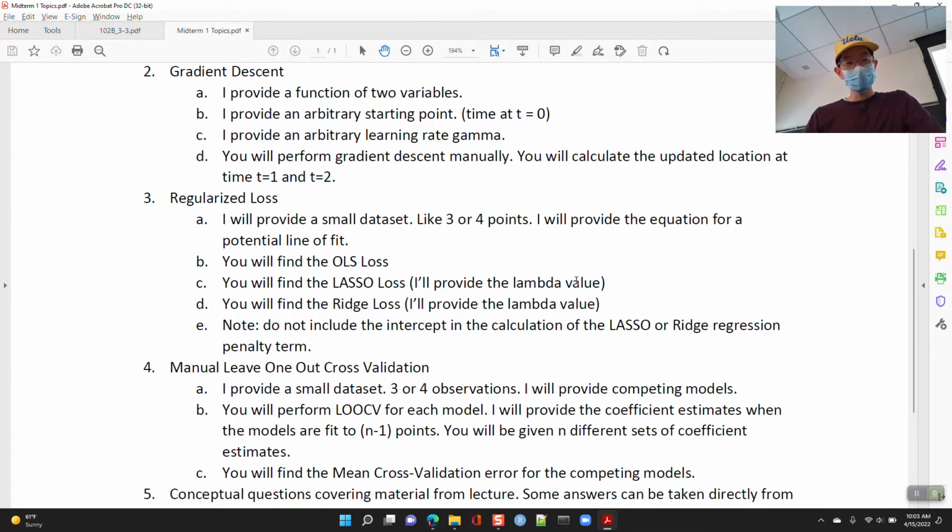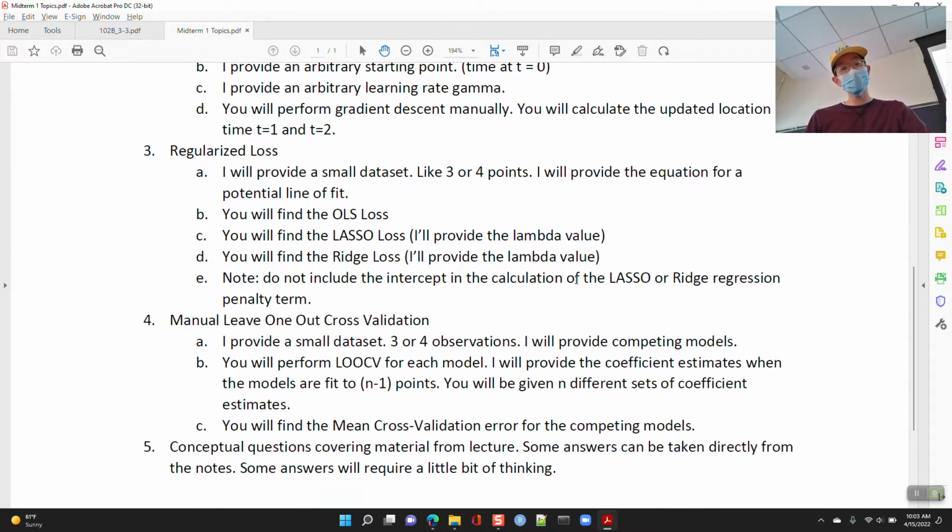Right? I've got a regularization problem. I'll provide a small data set, maybe like 3 or 4 points, and I'll provide the equation for a potential line of fit, and you will find the OLS loss, and then you'll also find the lasso loss and the ridge loss.